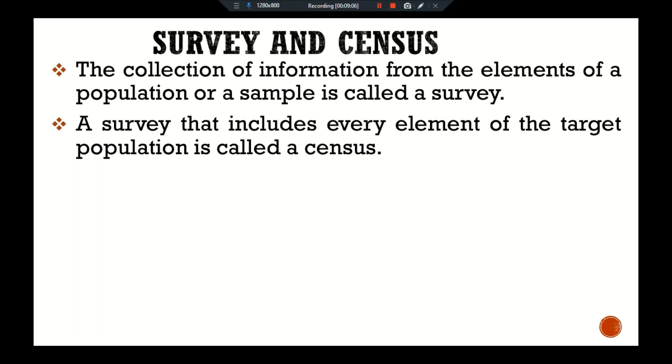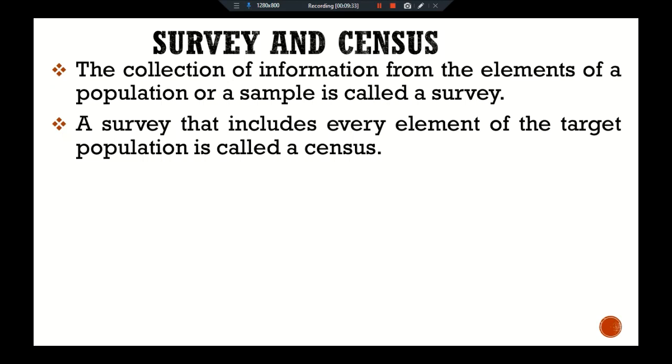Usually, to conduct a survey, we select a sample and collect the required information from the selected elements included in our target sample. We then make decisions based on this sample information. Such a survey conducted on a sample is called a sample survey.